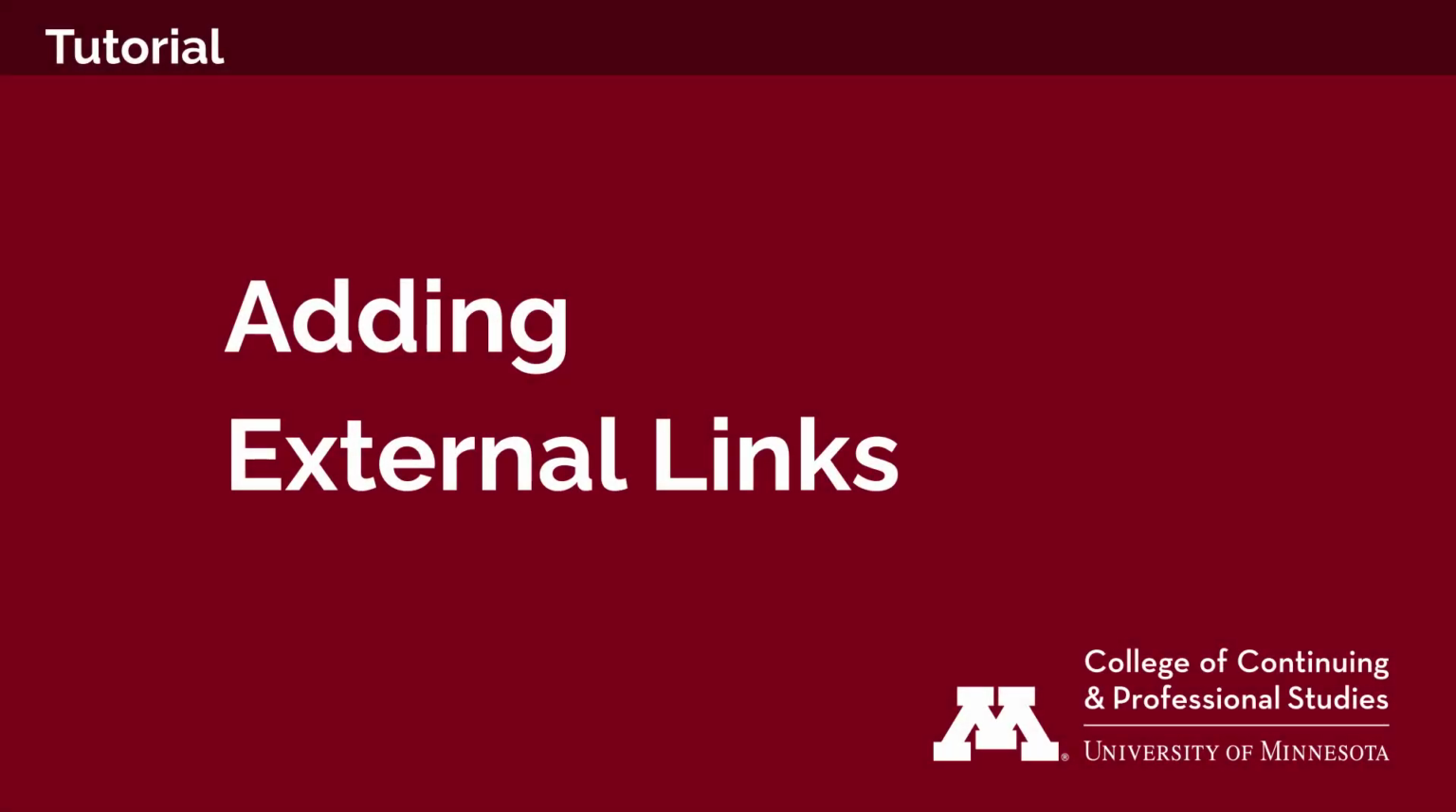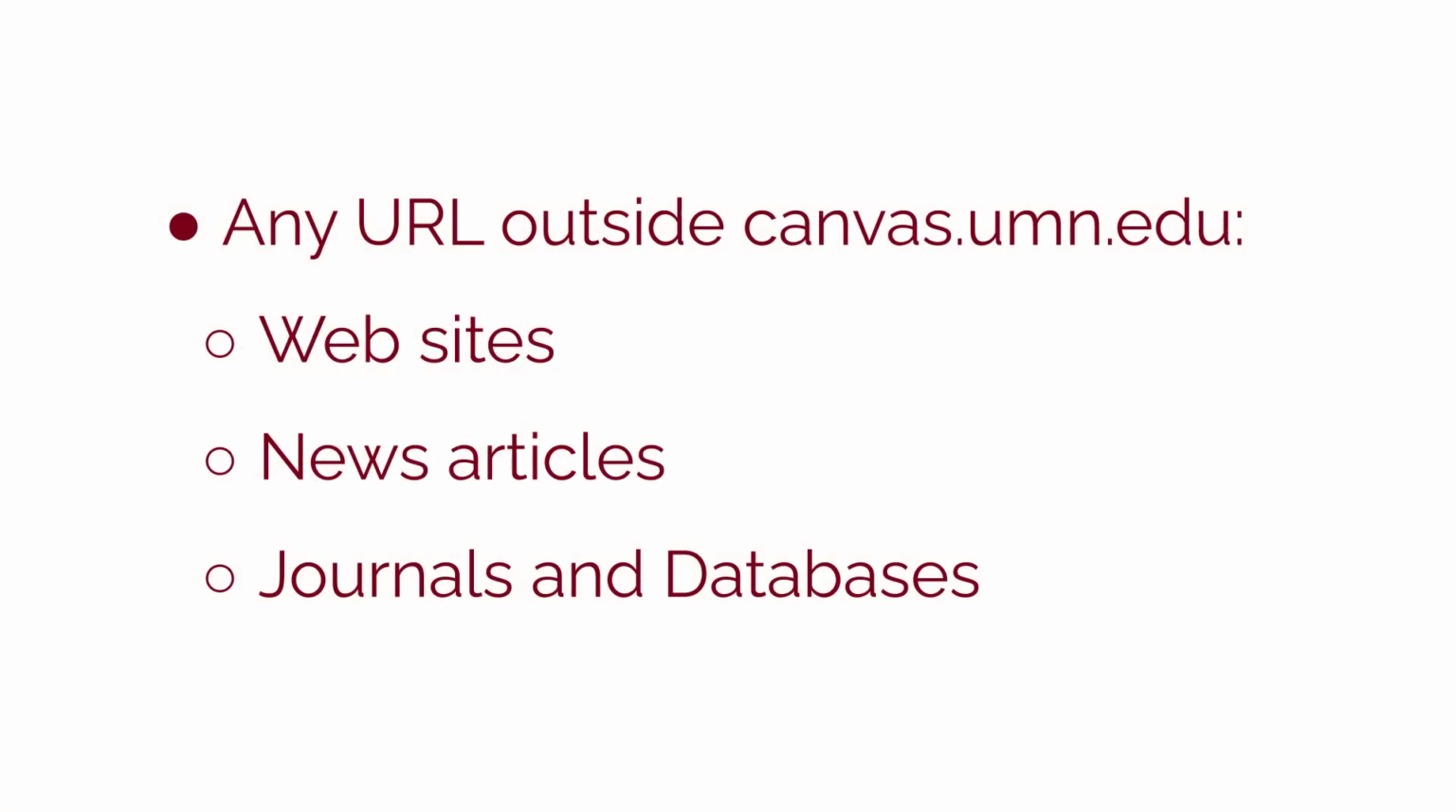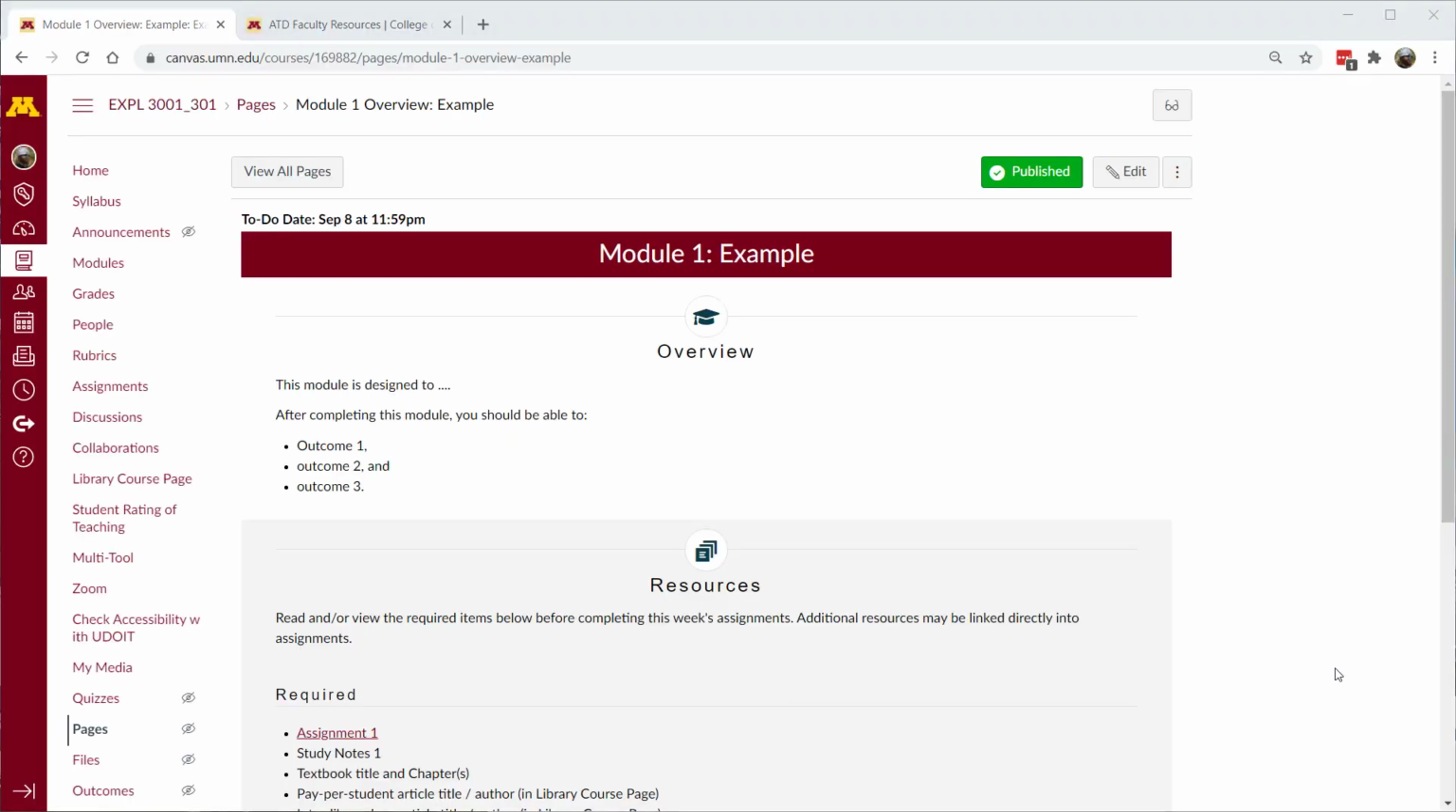This tutorial will show you how to make a link to an external resource in Canvas. So what does an external resource mean? Any resource that goes to a URL outside of the University of Minnesota's Canvas environment is considered an external resource. There's a different process for creating internal links, which you can find a tutorial for in the ATD faculty resource site.